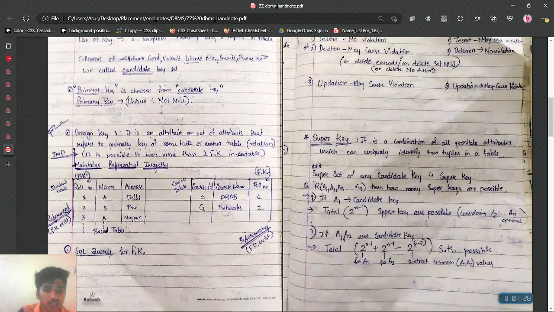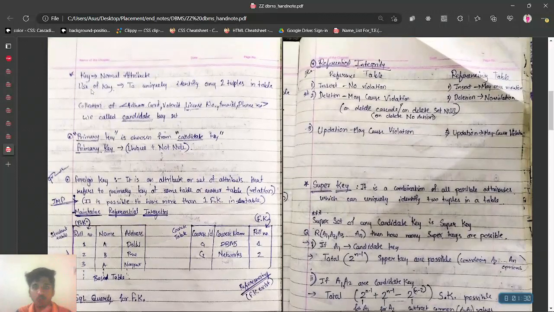Now, to maintain referential integrity, there are three main things. If we make any changes in the first table, whose data is linked to another table through the primary key and foreign key, then three major referential integrity problems can occur. First is insertion referential integrity, the second is deletion referential integrity, and third is updation referential integrity.